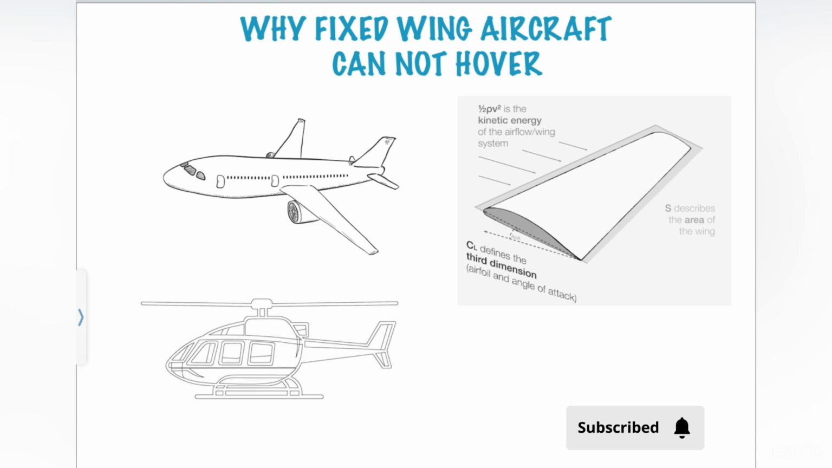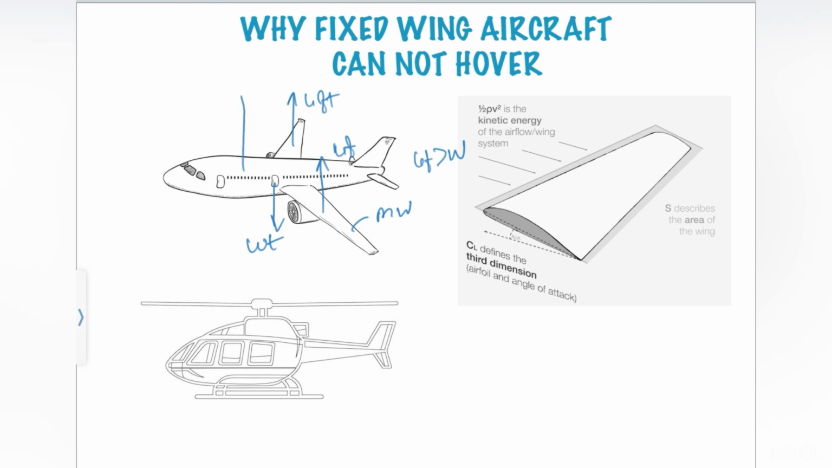Today's topic of discussion is why fixed wing aircraft cannot hover or fly at the same location, as a helicopter can. To understand that, there are lift forces generated by the main wing of the fixed wing aircraft, which is required to counter the weight of the aircraft. When the lift is greater than weight, the aircraft will fly in the air.